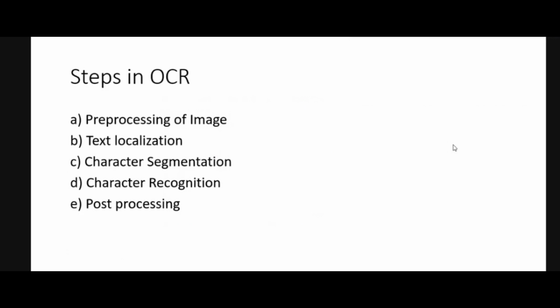You have steps in OCR. You have pre-processing of the image, text localization and character segmentation, character recognition, and post-processing. These are some of the steps in OCR. You have to pre-process the image and remove all these distortions if they are there, and then you have to understand where the text is.